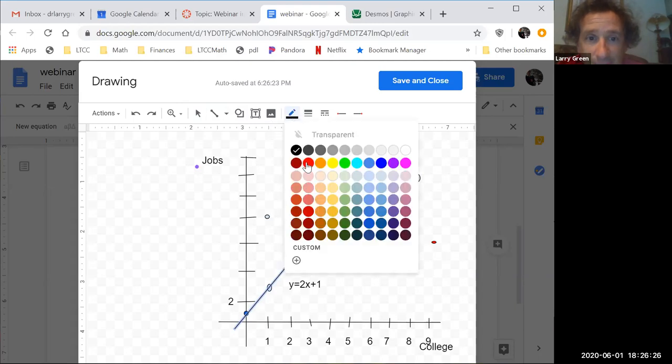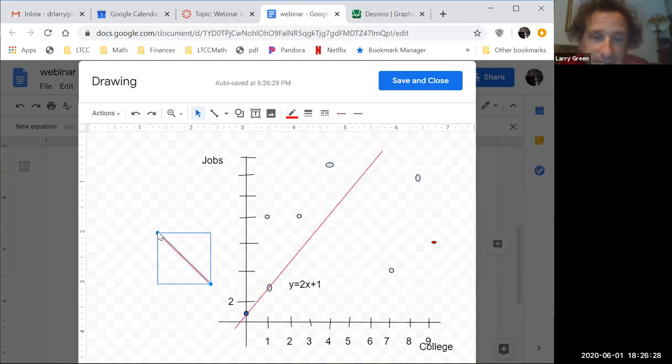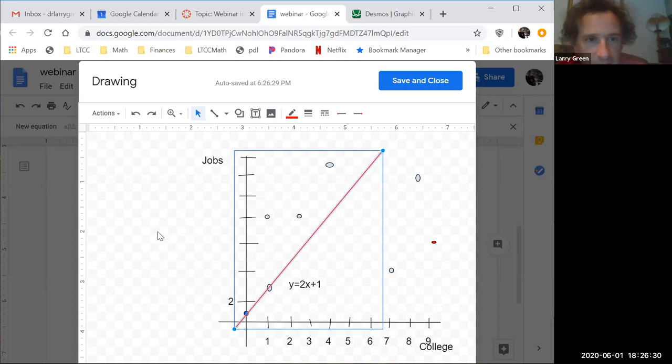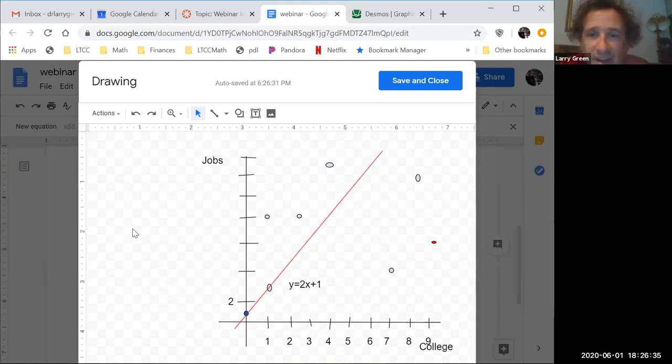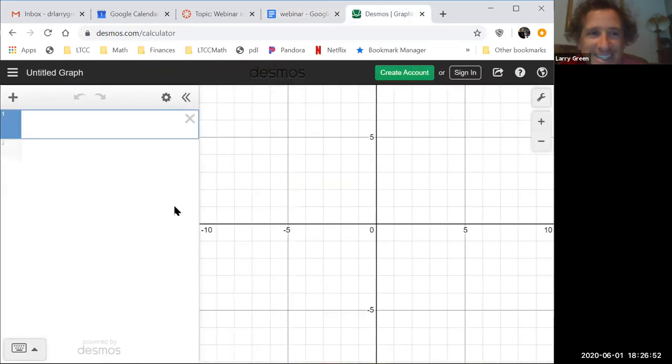Okay, maybe I'll make it red, just for fun. Any questions on drawing a line if we're given the equation? Okay, so we now know how to draw points, and we know how to draw a line. Very mathy. Let me show you the nice, easy way of doing it.